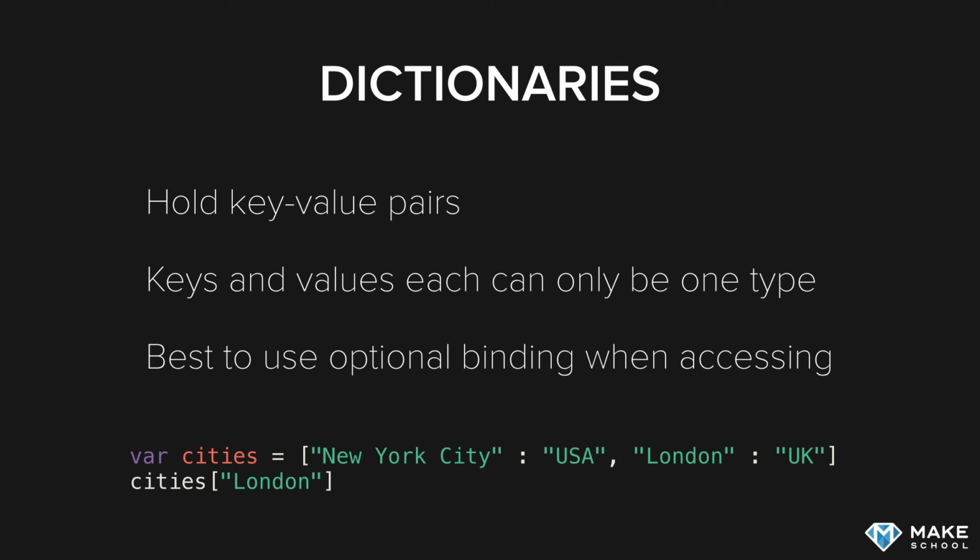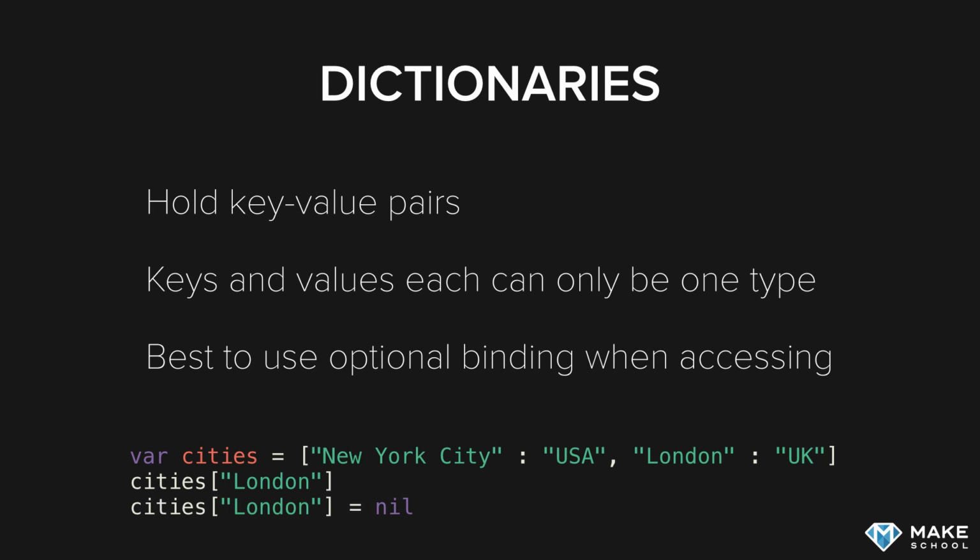Later on, say we want to remove the key value pair of London, UK from the dictionary. To do this, we're going to say cities, open bracket, London, close bracket, equals nil. And by setting the value to nil, the key value pair is removed from the dictionary.